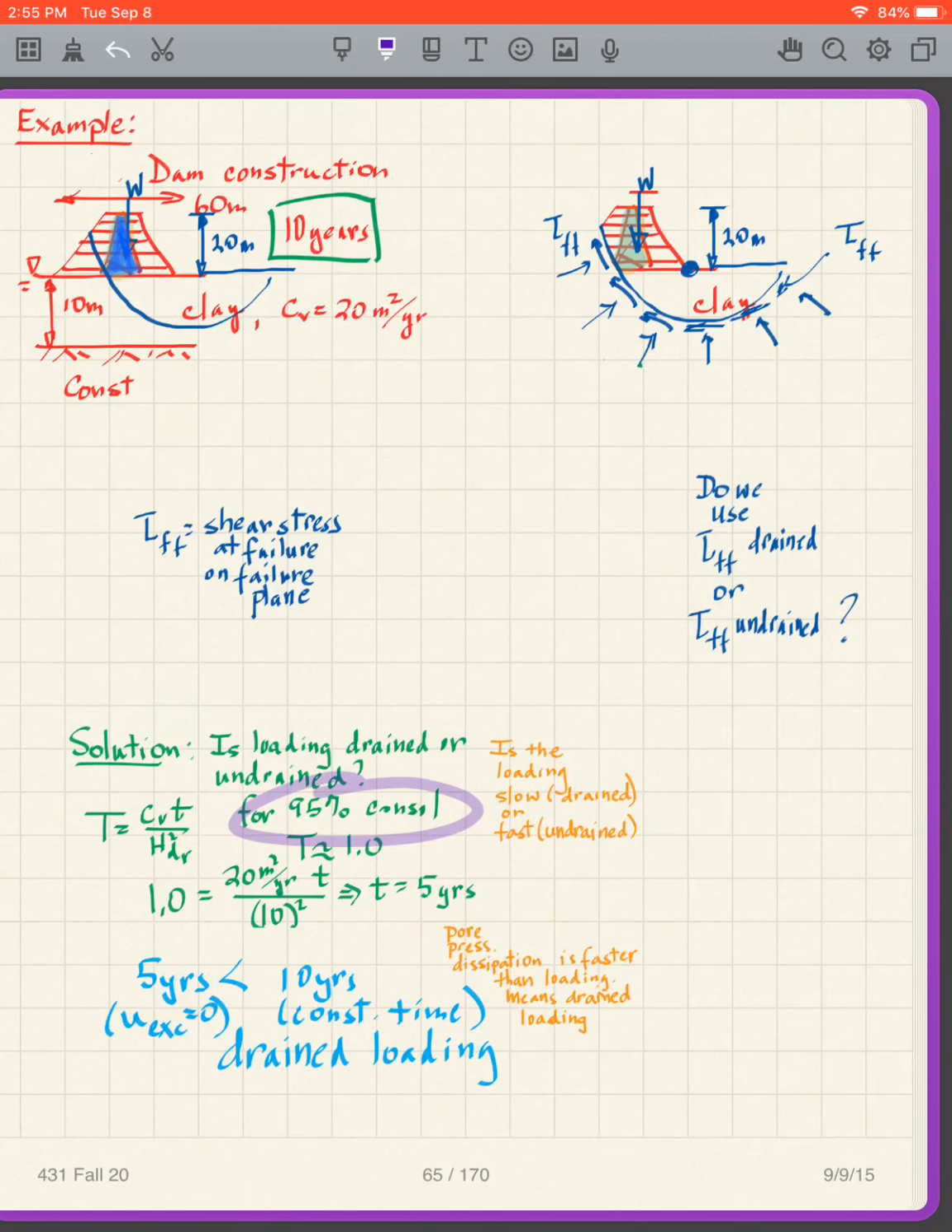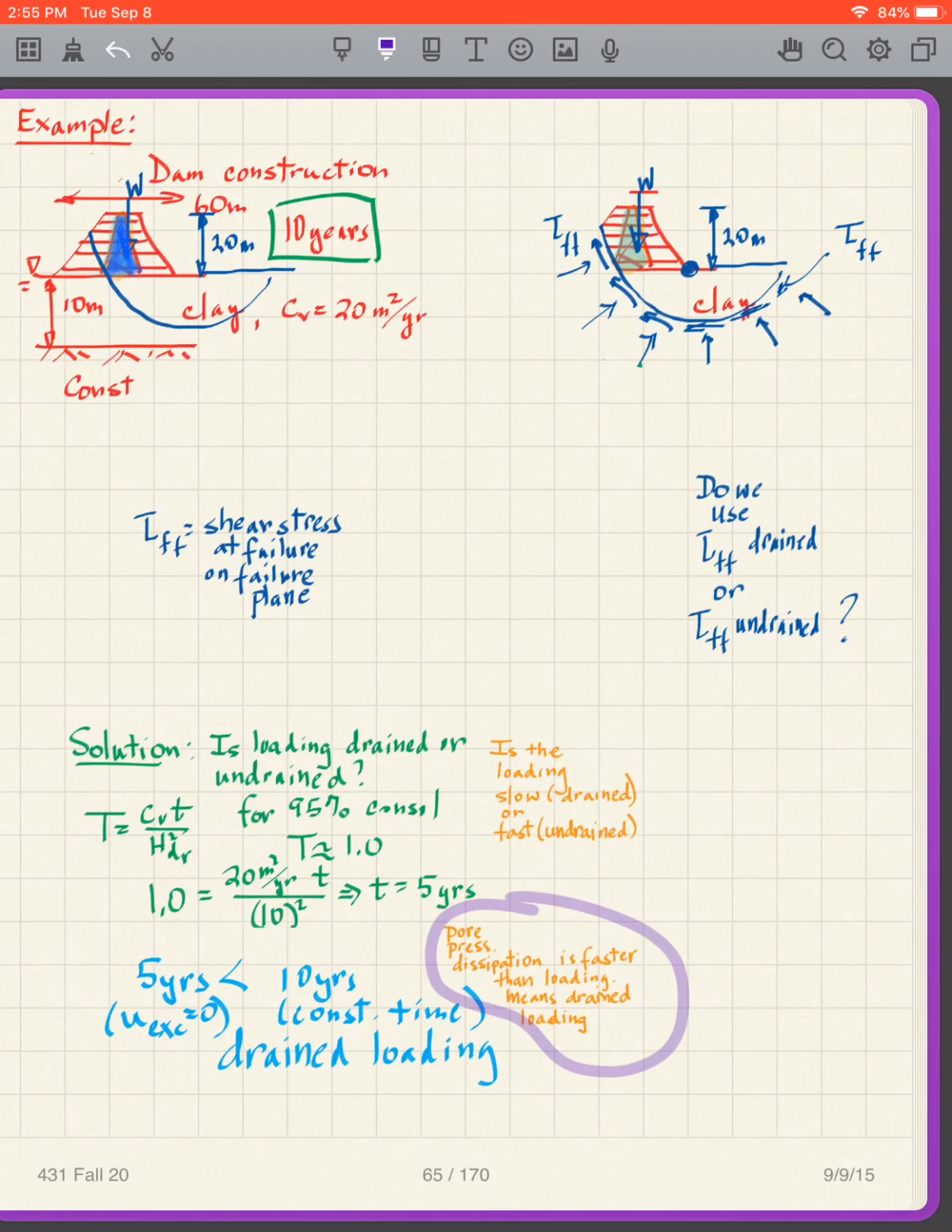So what do we see? That 5 years is less than 10 years. And so we would call that a drained loading. In other words, our excess pore pressures will be dissipated before the loading is complete. So approximately, like I say, this is just a rule of thumb on how you can figure this out. It looks like this is going to be approximately drained loading, because the pore pressure dissipation is faster than the loading.